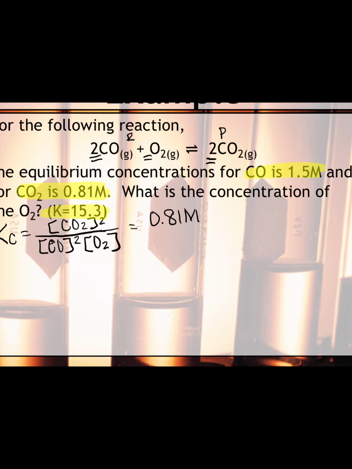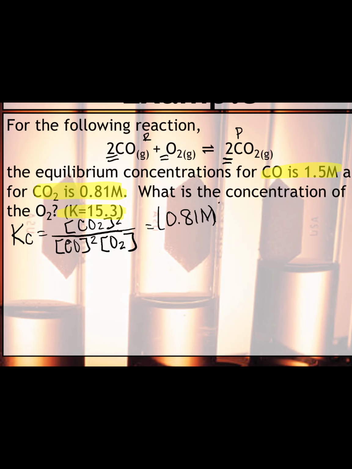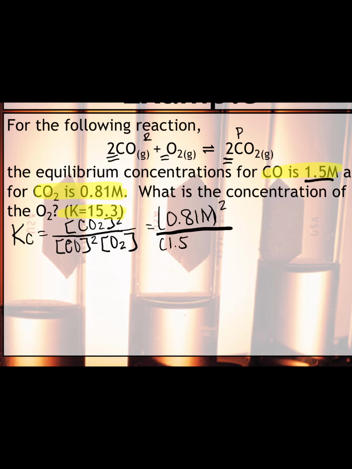0.81 molar squared. Okay, divided by CO. Okay, no, I'm sorry. CO is 1.5 molar, 1.5 molar squared times O2, and I don't know what O2 is, so I'm going to leave it as X, and all of that is equal to 15.3. Okay, my K value is 15.3.